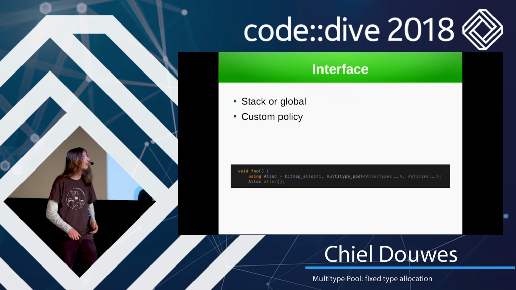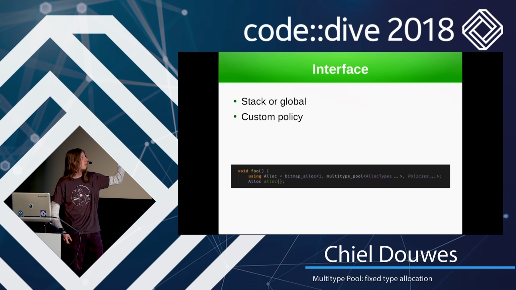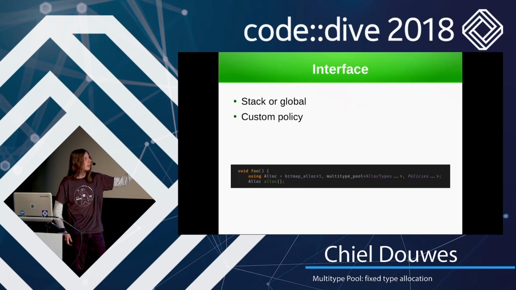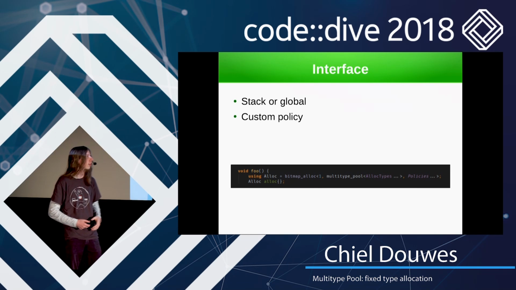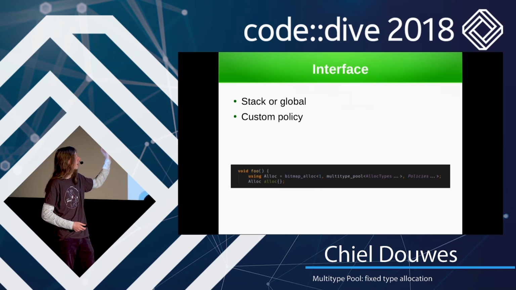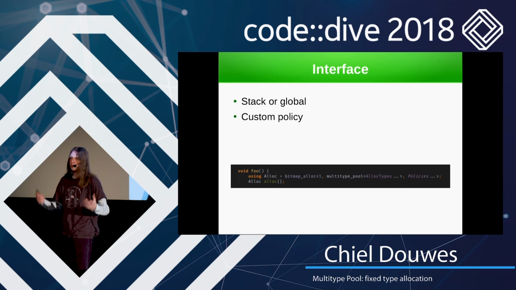Right. So this is how you create a pool type. You see here, you call a basic allocator, then the magic multitype pool type, you put all your allocator types in it, and then some policies to give directions to the algorithm. And at the end, you actually create the allocator objects either on the stack or on the heap or somewhere else in global object space.